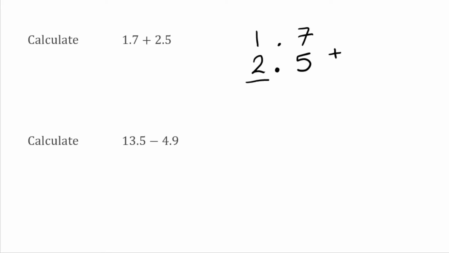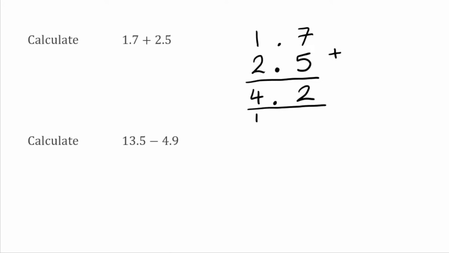So just like when we've used the column method before, we're going to start from the right hand side. To begin with, I'd have 7 add 5, which is 12. So we'd have a 2 in this column, carry over the 1. We'd then have 1 add 2, which is 3, add on the 1 we carried over, so that would be 4. So our answer for this one would actually be 4.2.